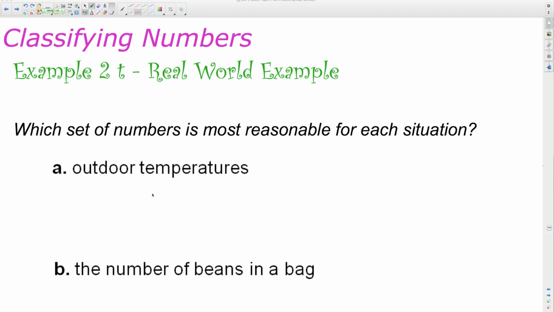We're continuing our work with classifying numbers, and in example 2, we're going to take a look at some real-world examples. The question is, which set of number is most reasonable for each situation?